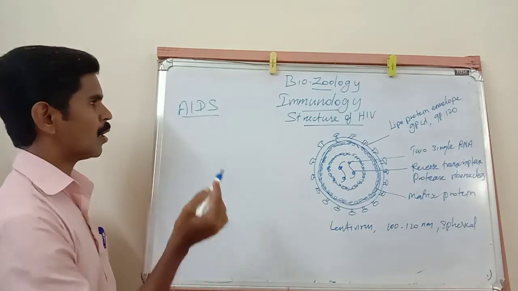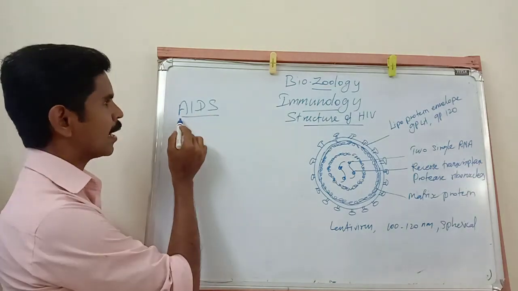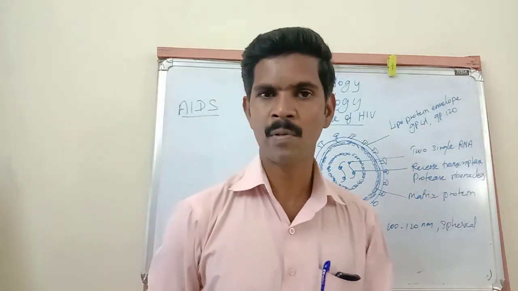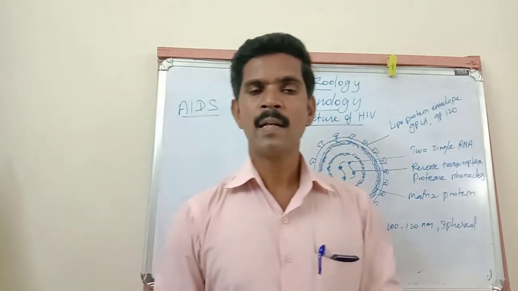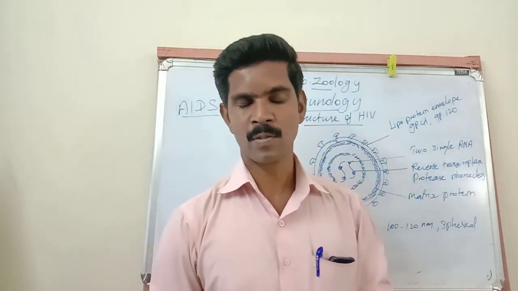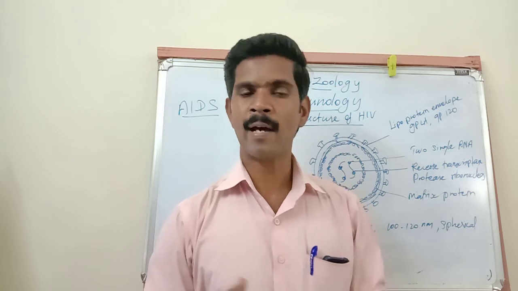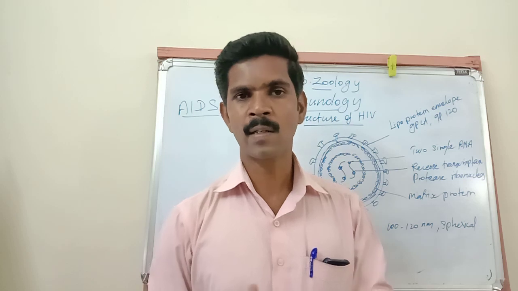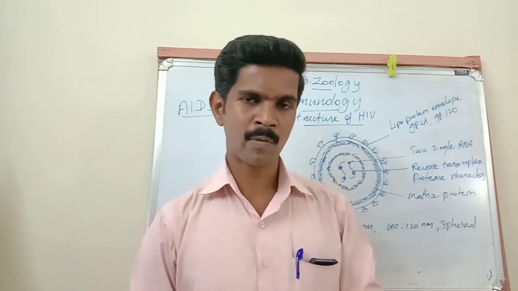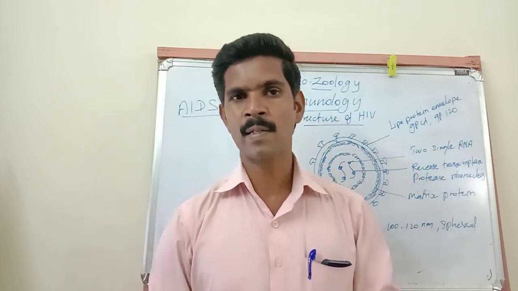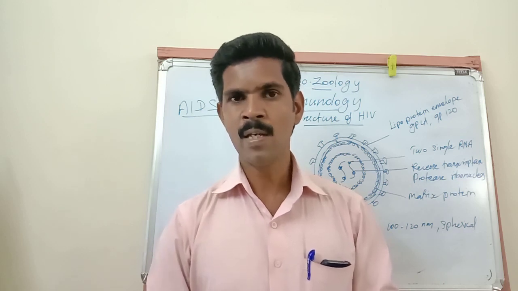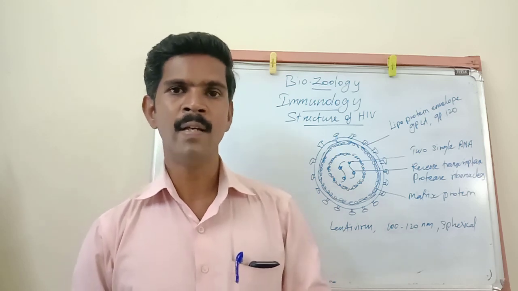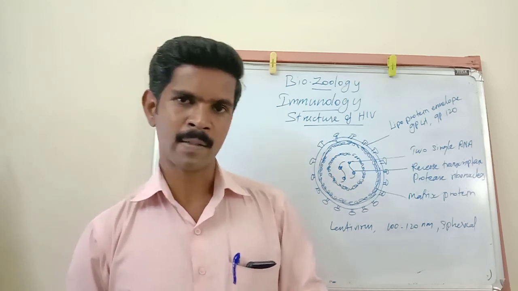The full form you have already studied in your lower classes: acquired immunodeficiency syndrome. Here, it means the deficiency of immunity power. We get some immunity power after our birth, and that immunity power is called acquired immunity power. The immunity we get during our lifetime is called acquired immunity. So when this immunity power is reduced, the deficiency of this immunity power leads to one disease. That disease is called AIDS, acquired immunodeficiency syndrome.